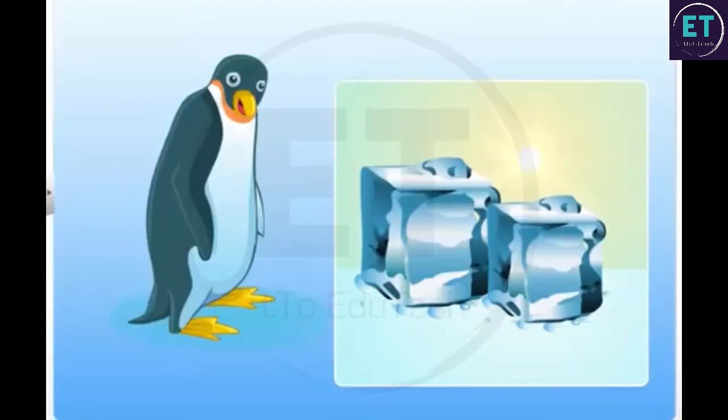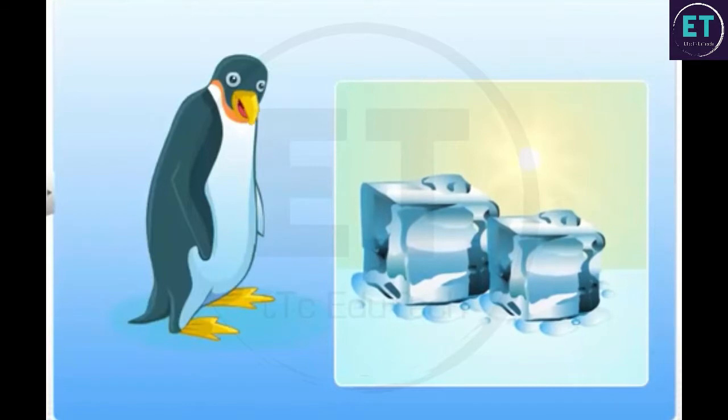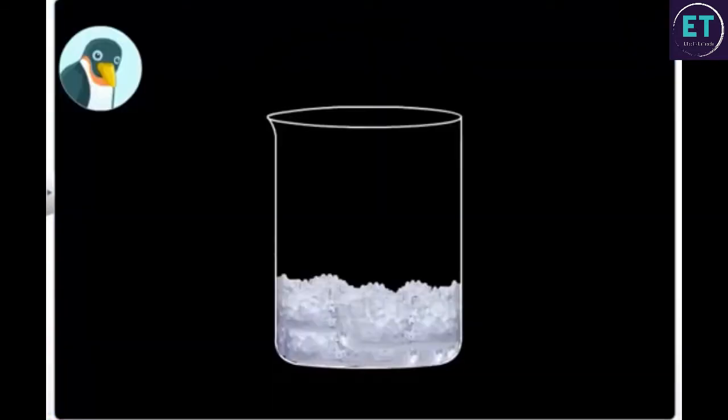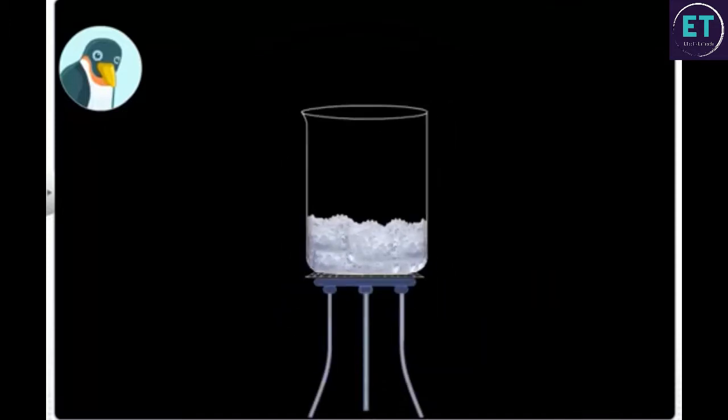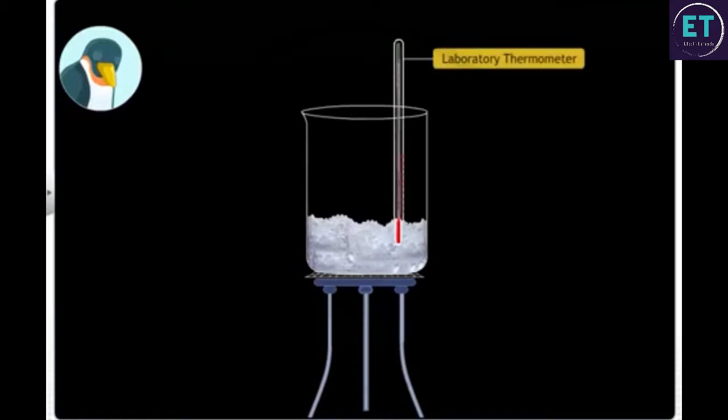I don't understand. Why does ice melt on a sunny day? To understand the melting of ice, let's perform an experiment. Take about 150 grams of crushed ice in a beaker and place it on a tripod. Next, suspend a laboratory thermometer into the ice in the beaker. Then, heat the beaker with a Bunsen burner.